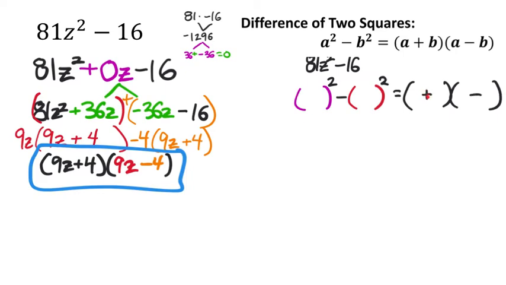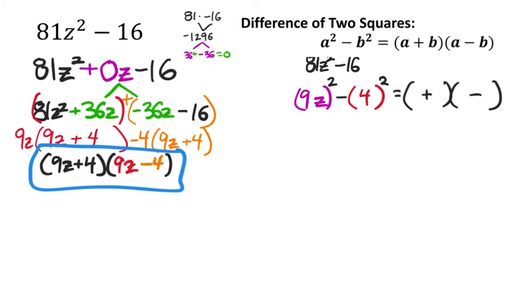It doesn't matter which one you put first. You can make the subtraction here and then the addition there. It doesn't matter, okay? But 81z squared, I can square root both of those. Of course, the z is going to come out very nice. But 81 square rooted, that's 9 because 81 is a perfect square. But 16 is as well. Square root 16, boom, you get 4.